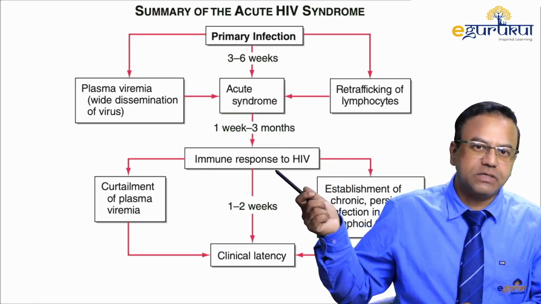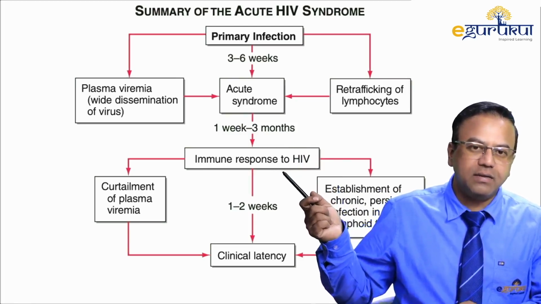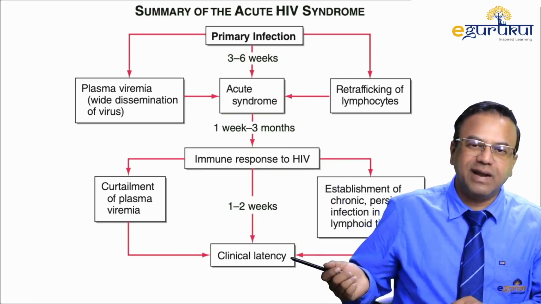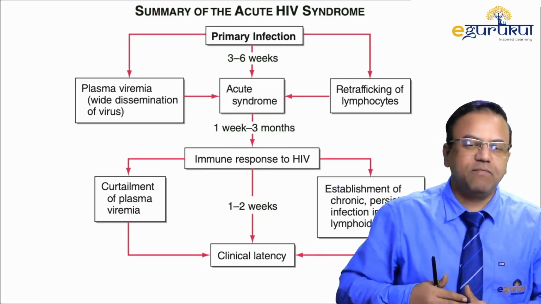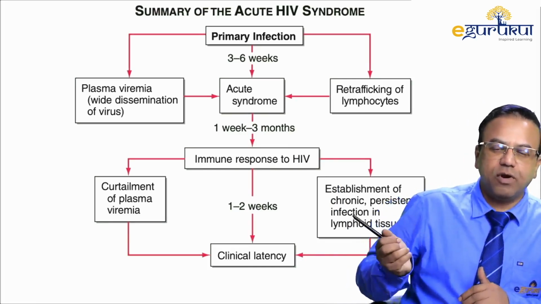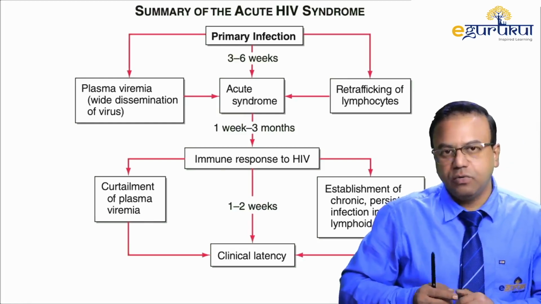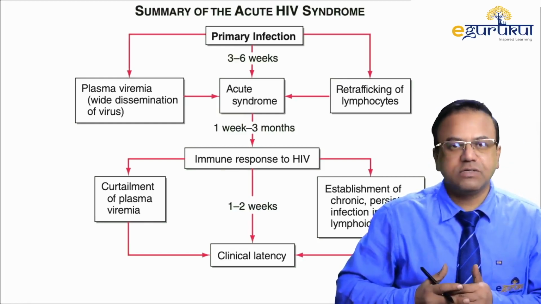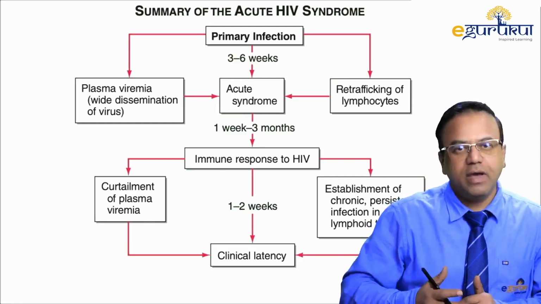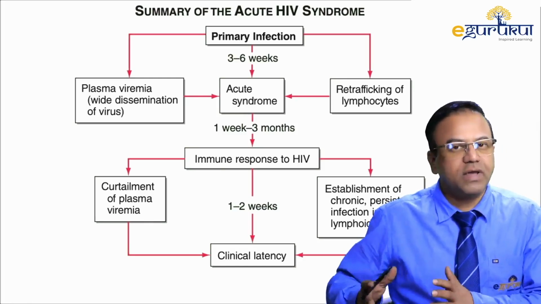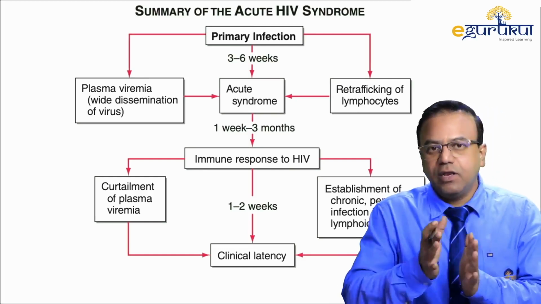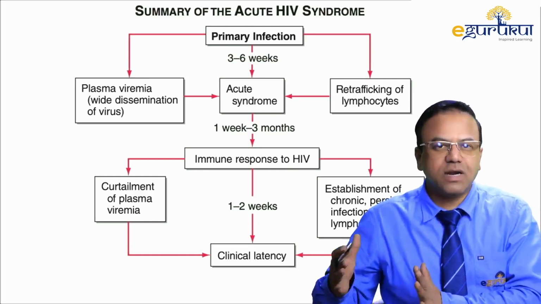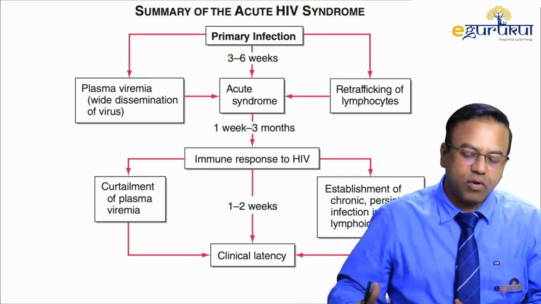A few months later, the patient starts developing immune response, and then it goes into a kind of latency where the viral load in the blood is decreased. There is a curtailment of plasma viremia. There is establishment of a chronic persistent infection in the lymphoid tissue. And then after many years, the patient will start showing the clinical symptomatic stage of HIV. So that is what we refer to as chronic HIV. So I hope you understood the significance of the acute HIV syndrome. And then you have the asymptomatic phase, and then you start developing the symptomatic HIV, chronic HIV phase.